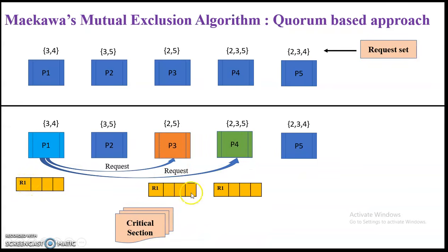Now P3 and P4 will also maintain a queue. They will say that we have received a request from process P1. They will also maintain the queue, and request 1 of process P1 will be maintained at the top of the queue.